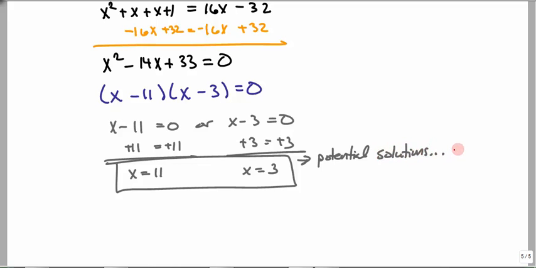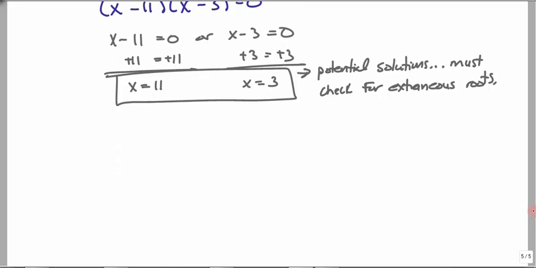We must take these and check for extraneous roots. Now again, from our graph, we don't think there are any solutions here. That's our guess, but we don't know if we're right till we finish this check. So let's go ahead and check first x equals 11. And remember, everywhere in my original problem where I have an x, I would plug in an 11.